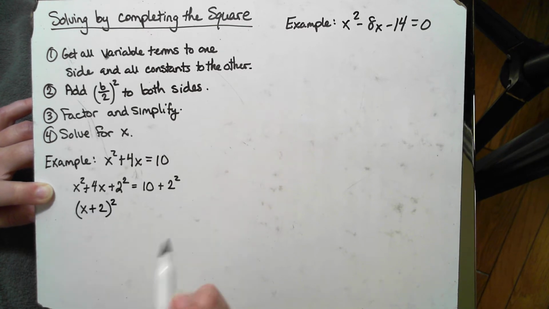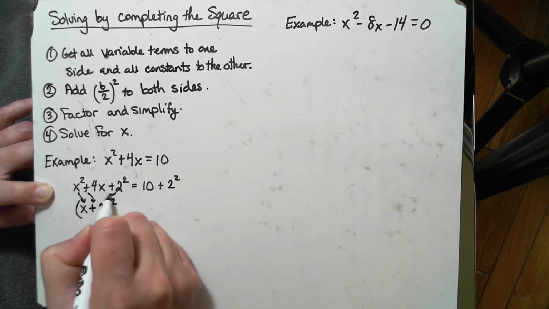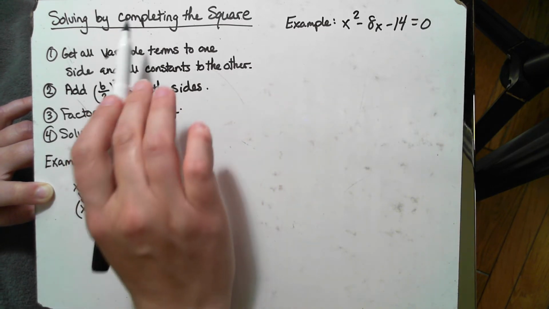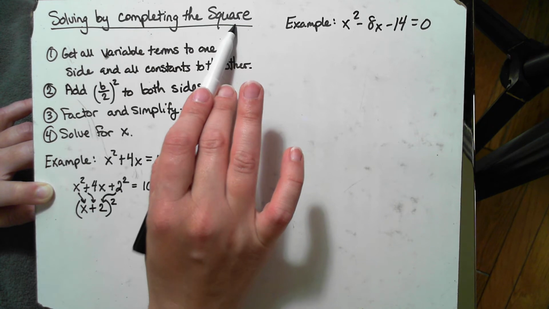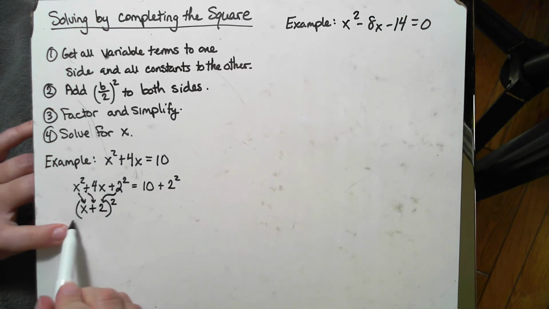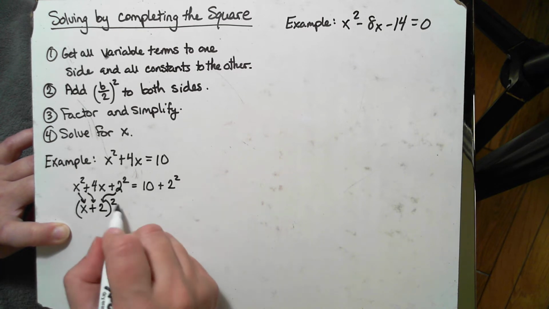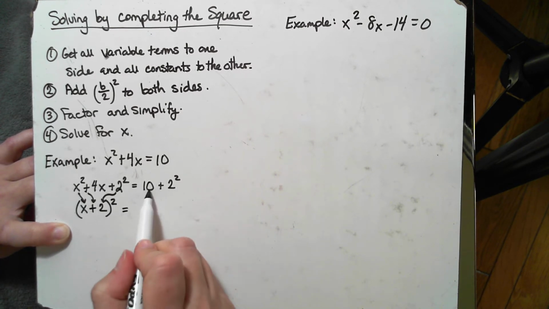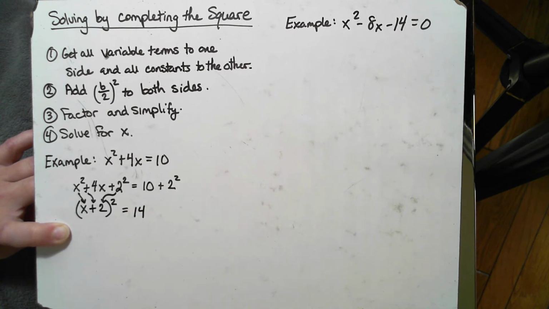Because remember, the whole goal of this is to create a perfect square trinomial on this side. And that's why we call it completing the square, because we're creating a perfect square trinomial. So that's why it's factored in this way. This is a perfect square trinomial. Okay, and it's going to equal 10 plus 4, which is 14.